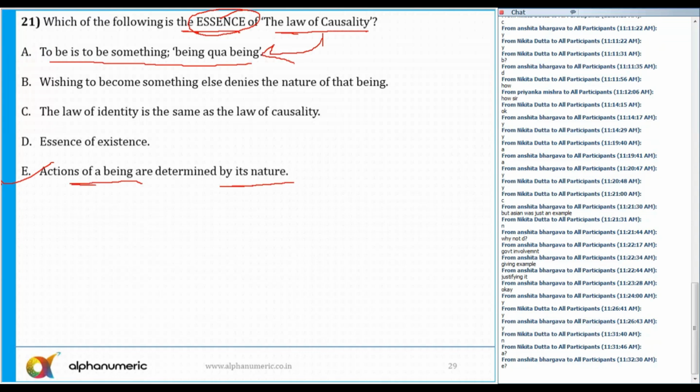Absolutely. Being qua being means you exist because you exist. Your actions are determined by your nature, not by chance. Number E should be the answer for question number 21. Number A is just stating the law. But what is the implication of that law? What is the essence of that law? The essence is that your actions are determined by your nature and not by chance. For question 21, answer is E.